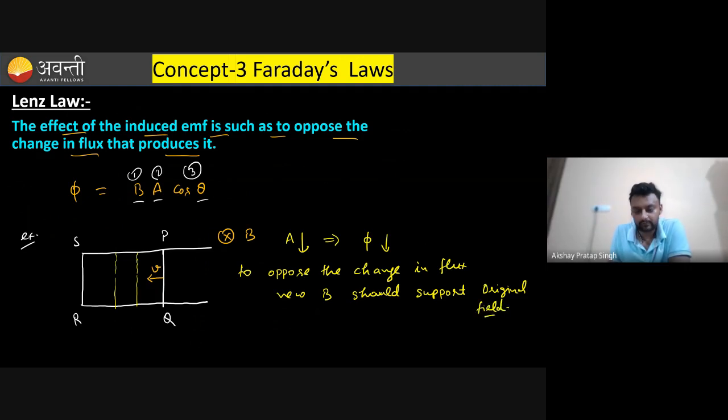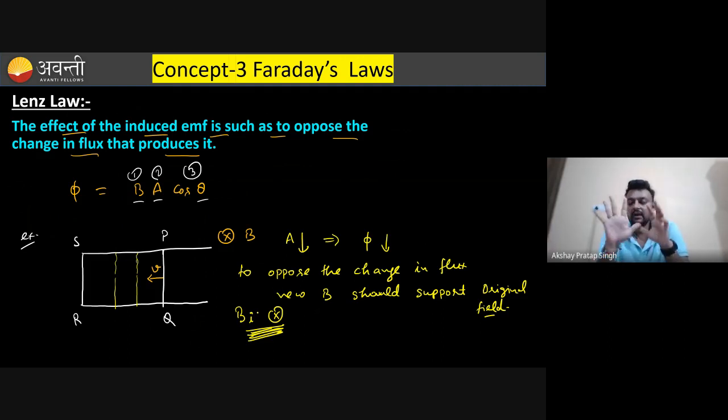Are you getting my point? If current is induced in this loop, that current will also create a magnetic field. So the new magnetic field should support the original field. That means the induced field should be in the inward direction. And as soon as I find the direction of the induced field, I am ready to find the direction of current.